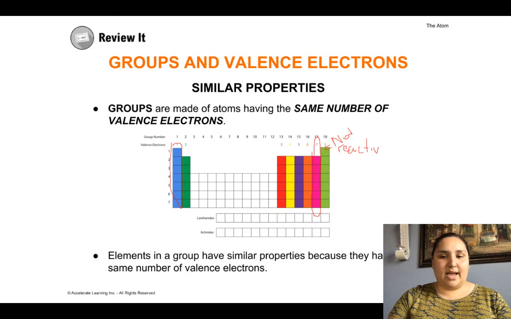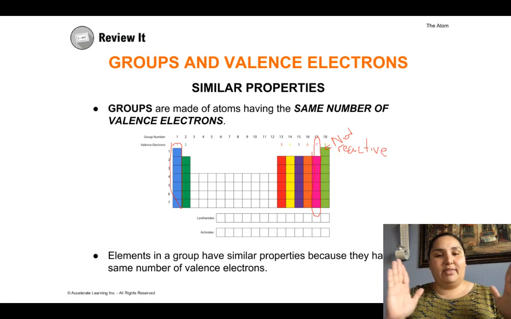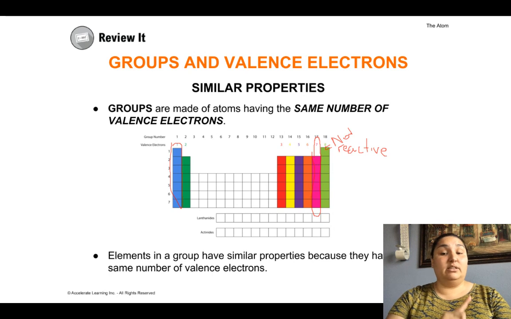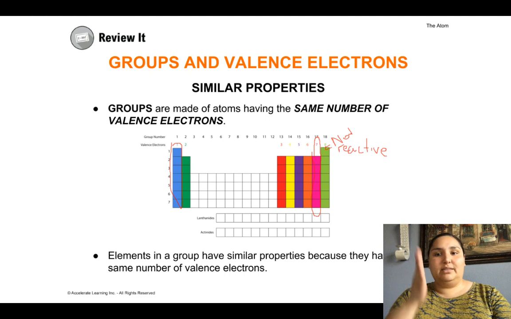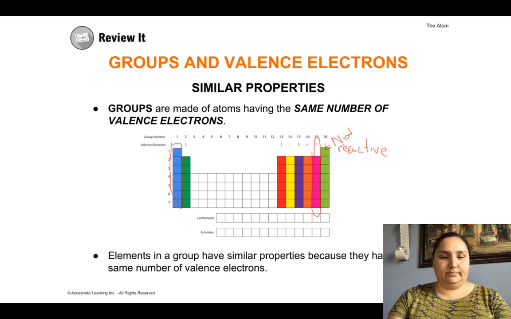So highest reactive is group 1 and 17. Then it goes down a little bit more. So group 2 is still highly reactive, but not as much as group 1. And group 16 is still highly reactive, but not as much as group 17. Okay. Group 18, not reactive at all. Okay.